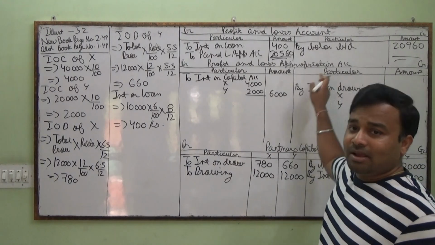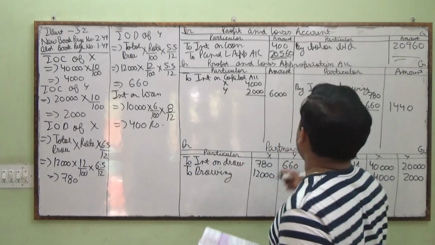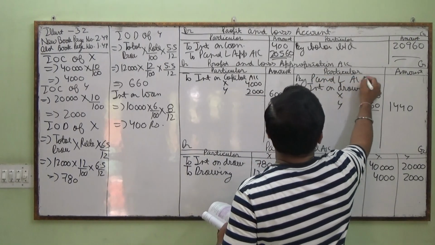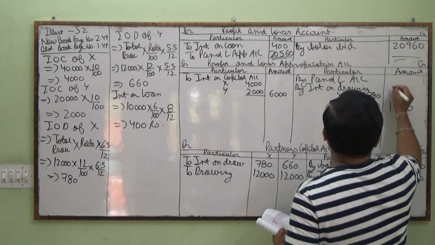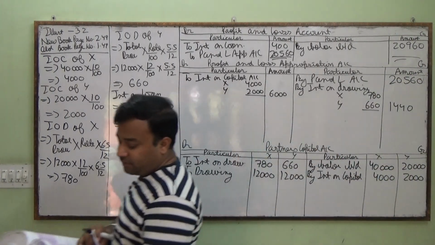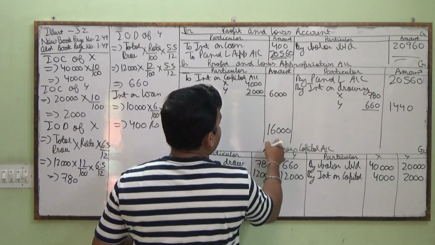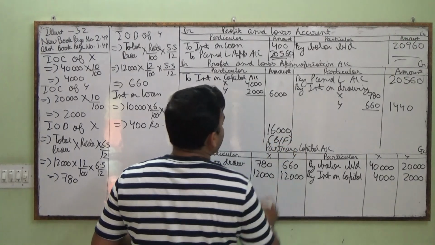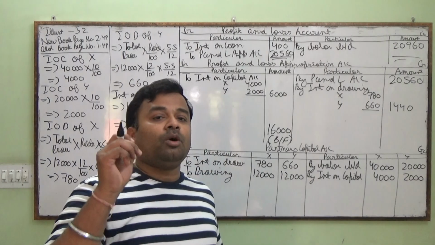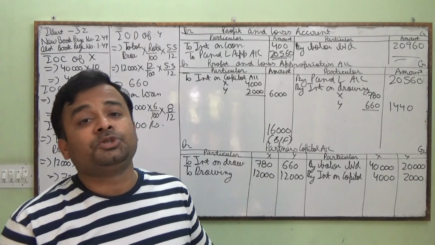This balance profit will be transferred to profit and loss appropriation account. What will be the entry? Profit and loss account debit to profit and loss appropriation account. So P&L appropriation account is credited by profit and loss account, 20,560. Now the balancing figure of P&L appropriation account is 16,000. This is the divisible profit. This profit will be distributed amongst the partners in their profit sharing ratio, and the profit sharing ratio of the partners is 3:2.